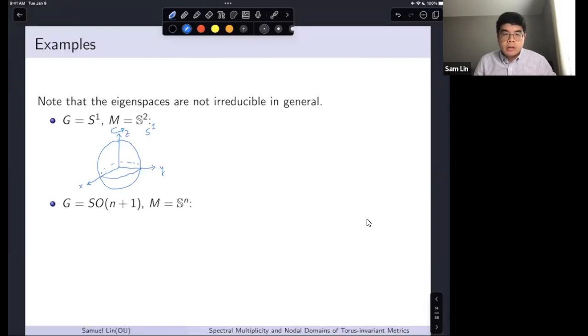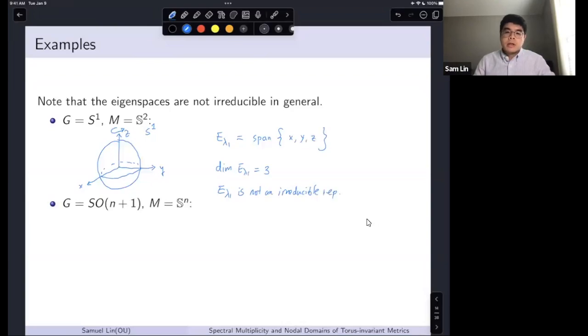And now let's look at the eigenspaces of S2. Let's just look at the first eigenspace. So E_lambda1 is given by the span of X, Y, and Z restricted to the sphere. So in particular, the dimension of E_lambda1 is equal to 3. But we know that irreducible representations of S1 are at most two-dimensional. I'll talk about those representations later. So we know that E_lambda1 cannot be an irreducible representation. So E_lambda1 is not an irreducible representation.